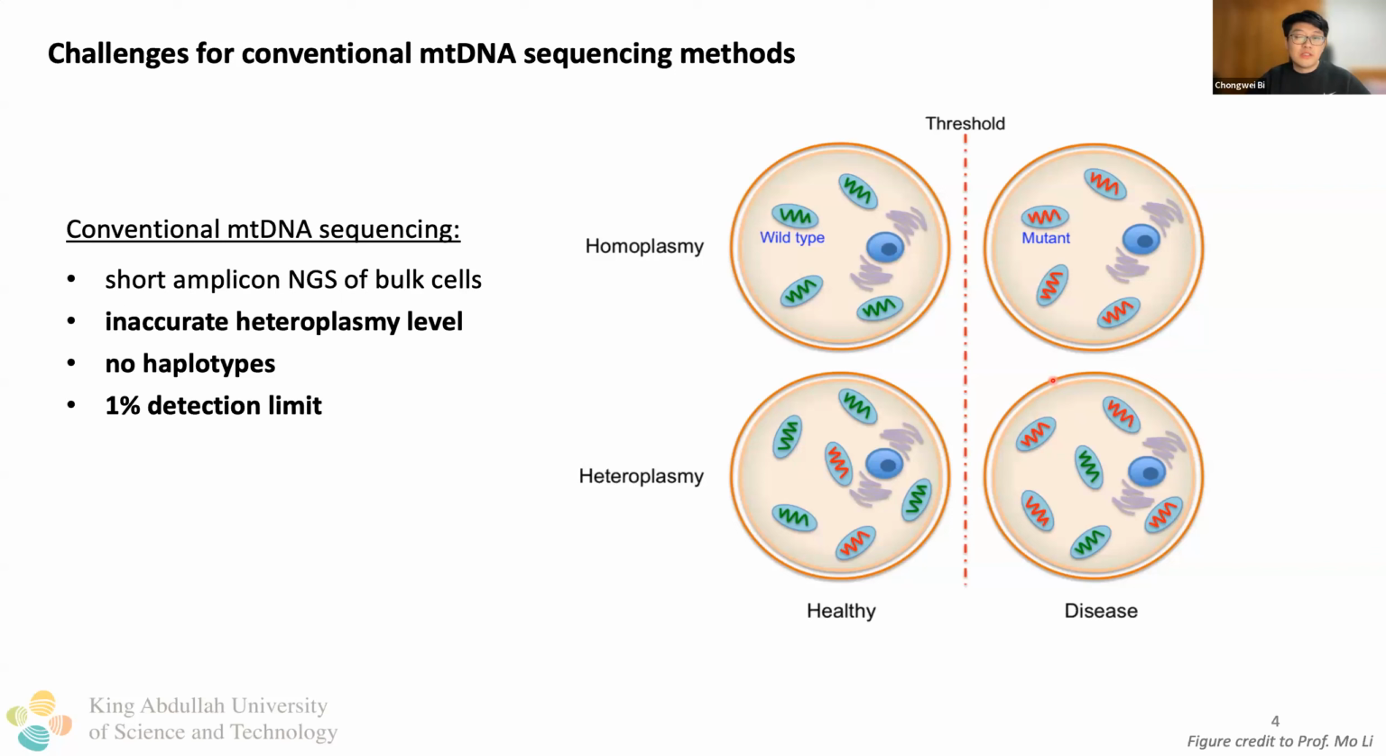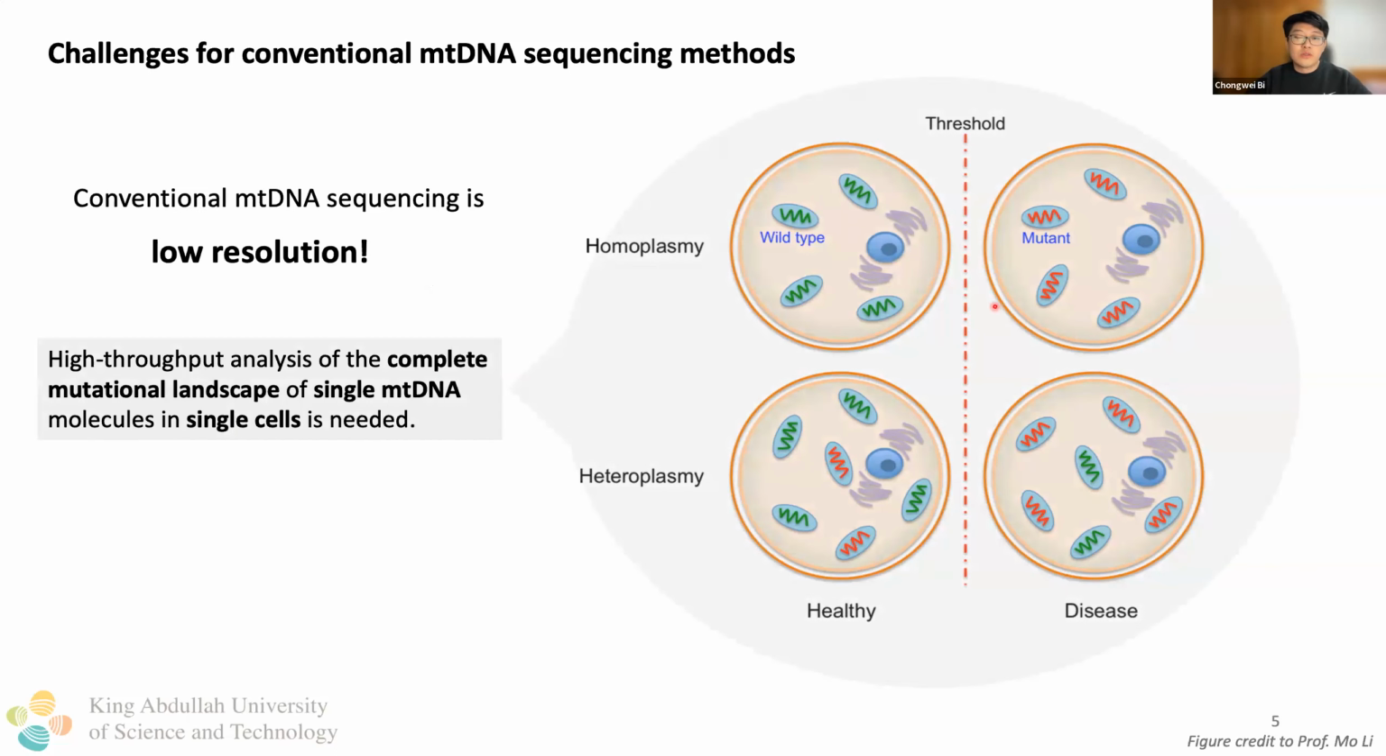Our understanding of mitochondrial DNA has been dramatically shaped by available technologies. However, conventional mitochondrial DNA sequencing is inefficient in several aspects. First, most of the previous mitochondrial DNA sequencing is done by short amplicon next-generation sequencing of bulk cells. Thus, the result is a population average and may not reflect the true mitochondrial DNA heteroplasmy at the single-cell level. Second, no haplotype can be obtained from conventional mitochondrial DNA sequencing, which makes it unable to study the correlation of different mitochondrial DNA mutations. Third, most mitochondrial DNA sequencing studies have a 1% detection limit, which hides the true heterogeneity of mitochondrial DNA.